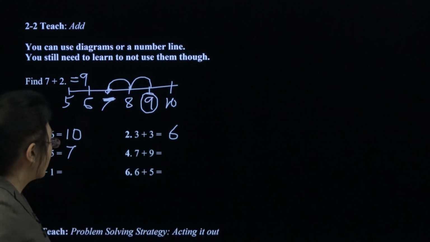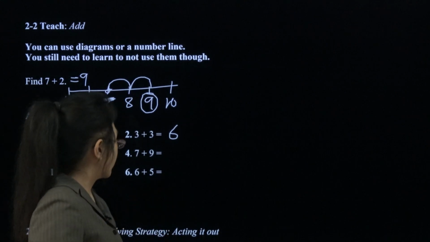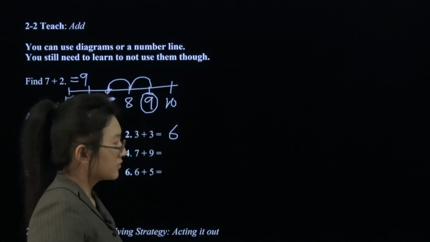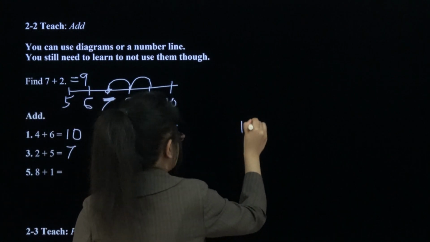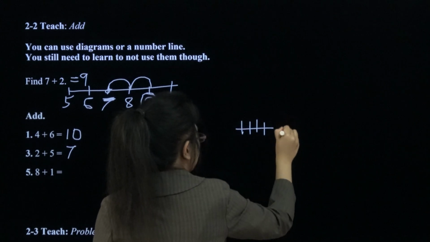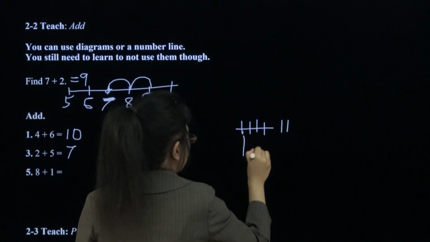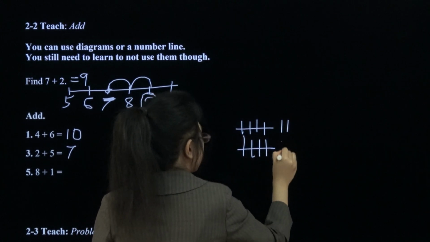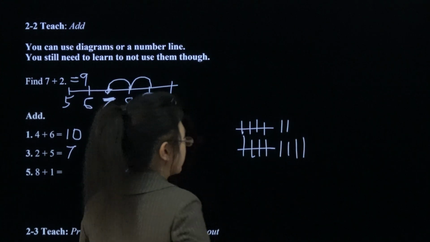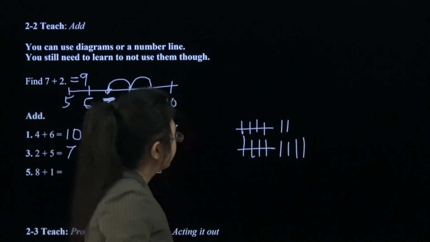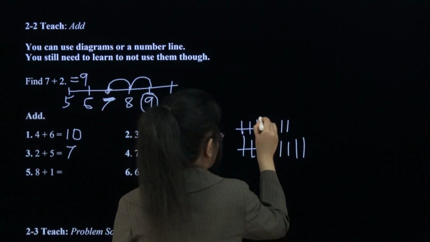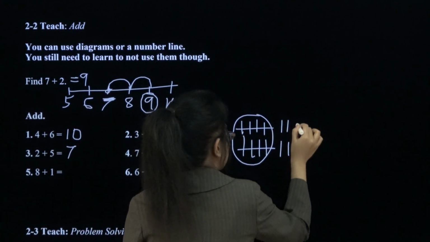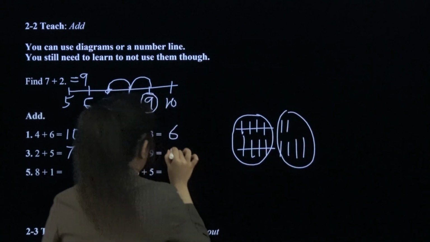7. 7 plus 9. Okay, this might be a little bit more annoying. You have 7. That's 7. And then 9 is this. That's 8. This. Okay? 7 plus 9 is equal to, so this is 10. And then this is 16.